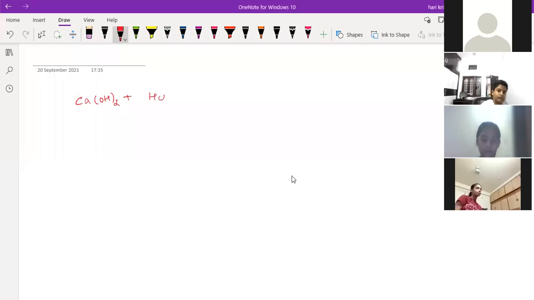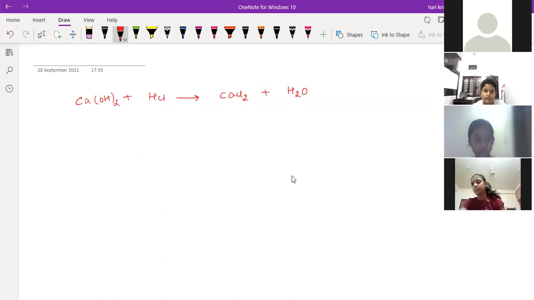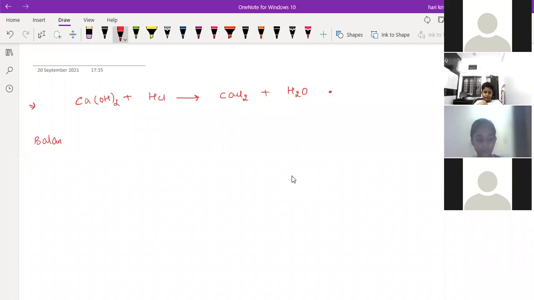Ca(OH)2 plus HCl gives CaCl2 plus H2O. Okay. So can I tell you the shortcut method, or direct balancing, for how to do this type of problem? Okay, listen here. Always, to balance the chemical equation, the number of atoms on the product side should be equal to the number of atoms on the reactant side, right?